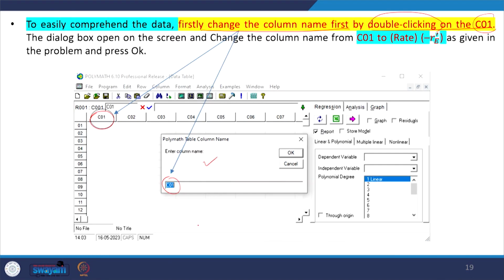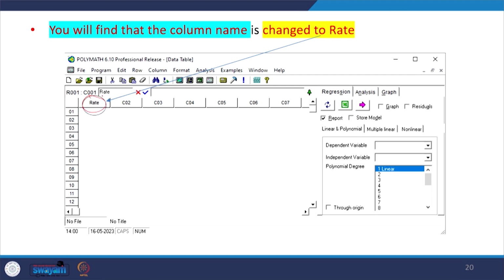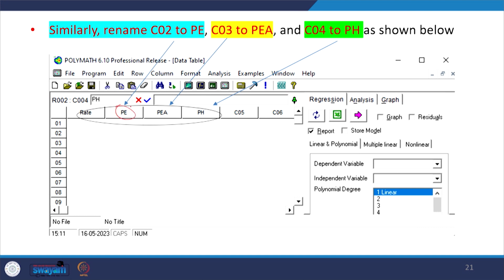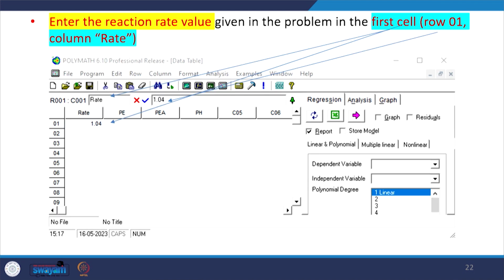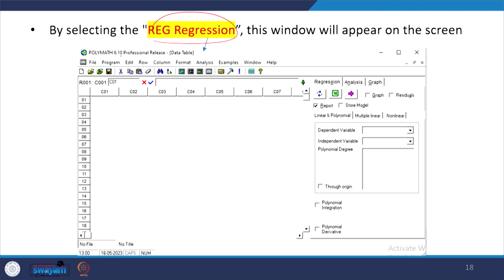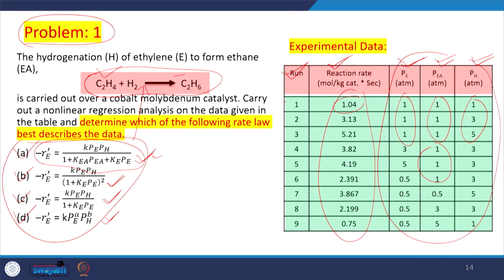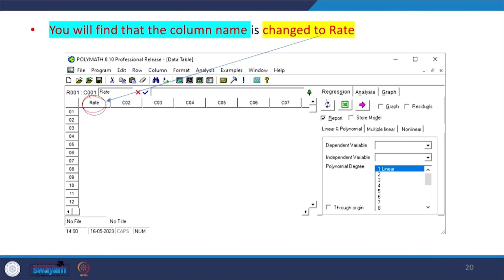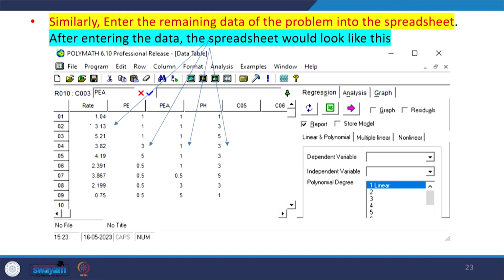In the first column we will put rate. Okay. So, rate has appeared, we have changed that name into rate, and then the second column we have changed like this, partial pressure of ethylene, and then partial pressure of ethane, and then partial pressure of hydrogen. That way we rename the column names, and after that in the first column, the first cell, that is the rate, we have the value 1.04. So, that we have to put here. Okay, 1.04 we have put here. Similarly, all data points for the rates we have to put, to fill up that column.